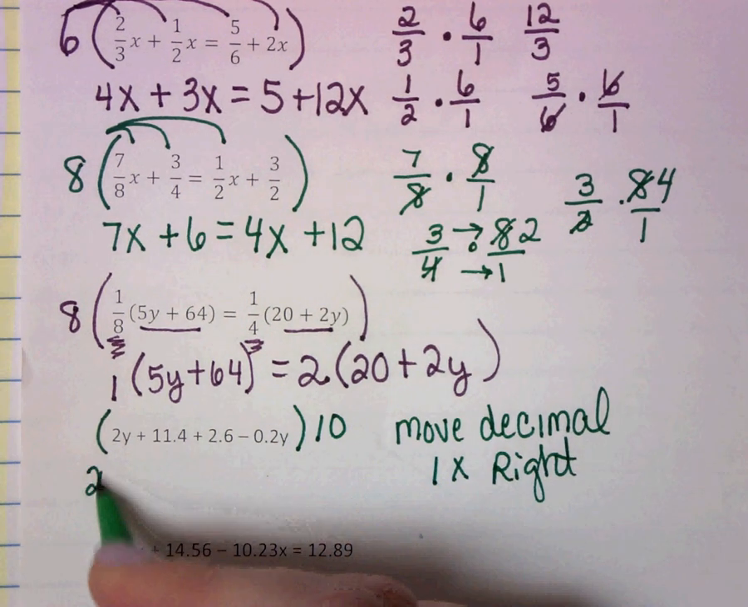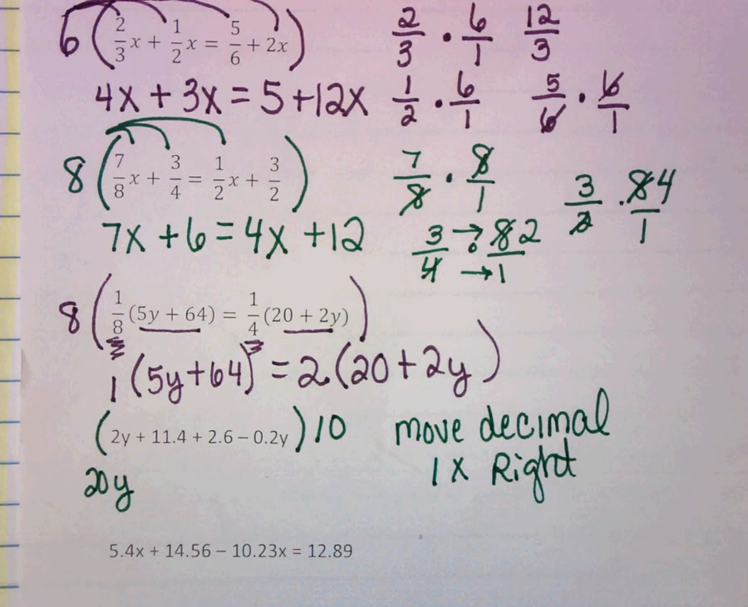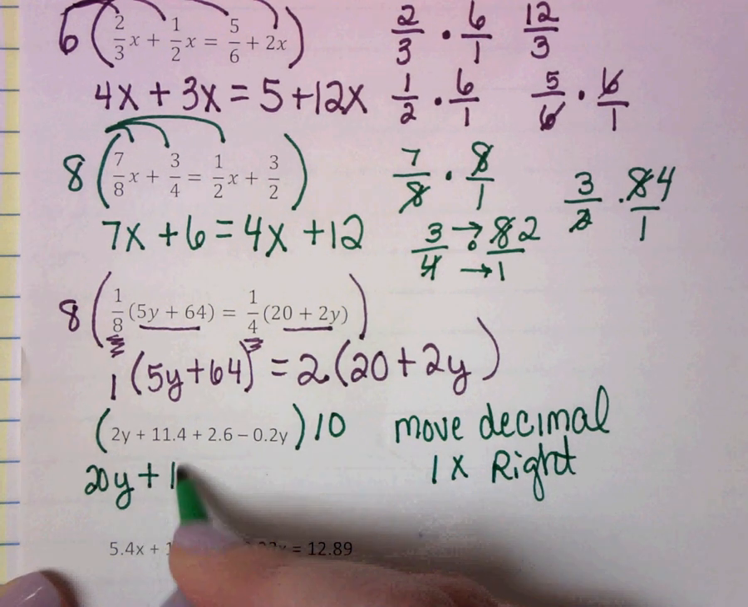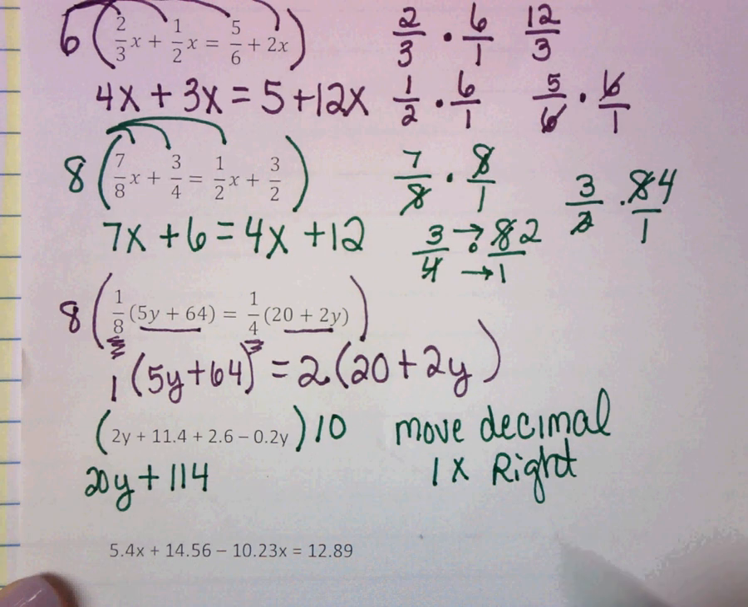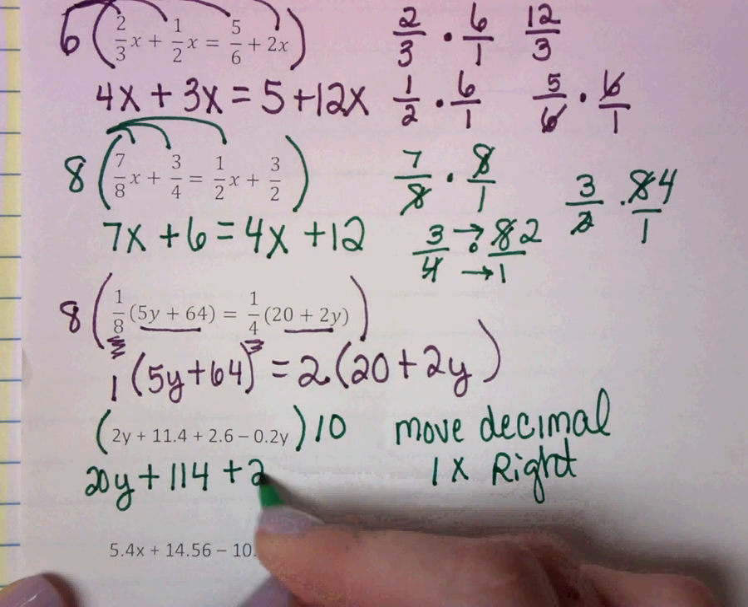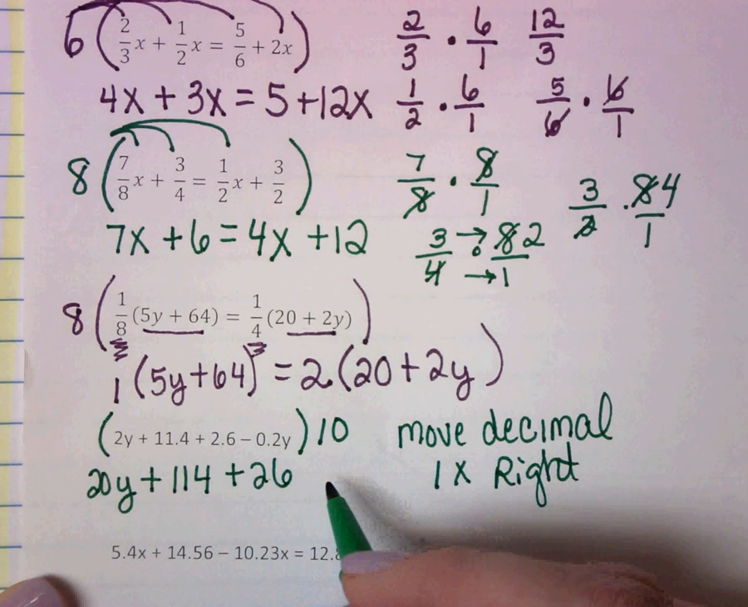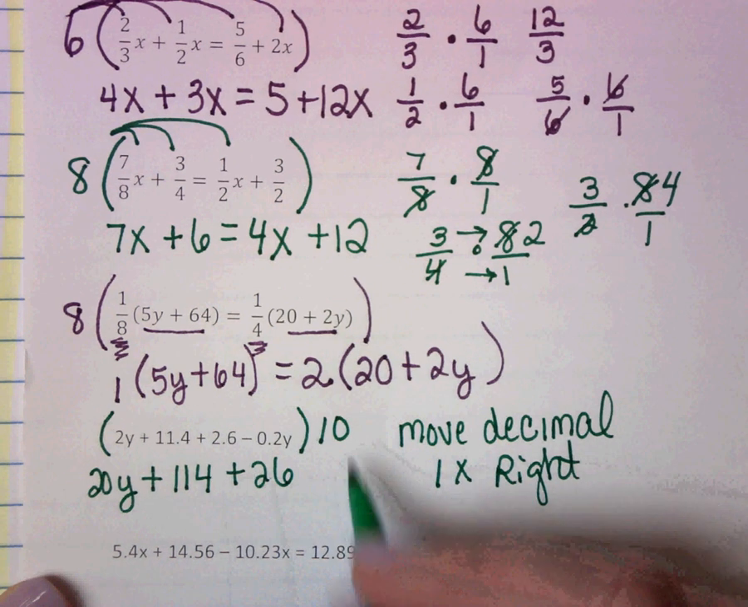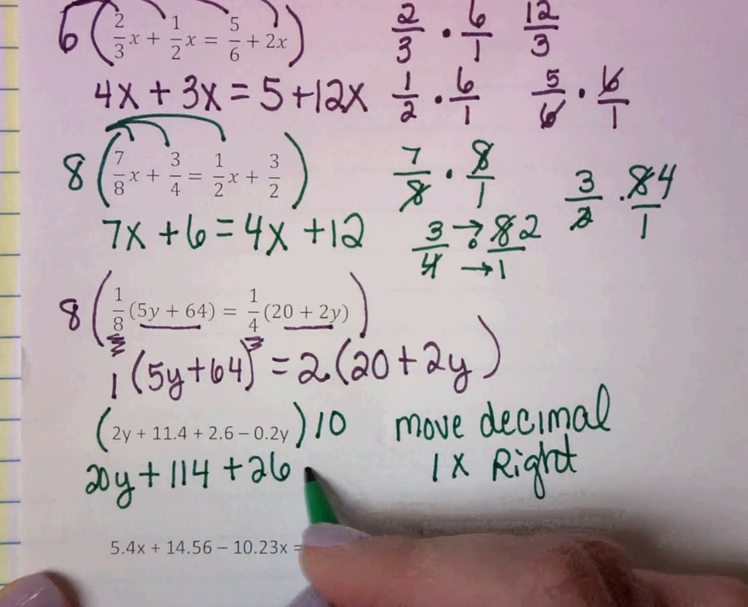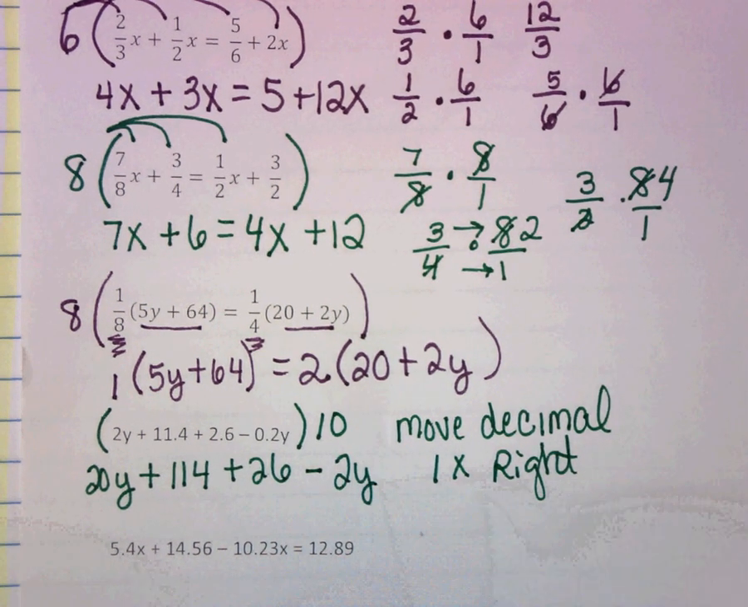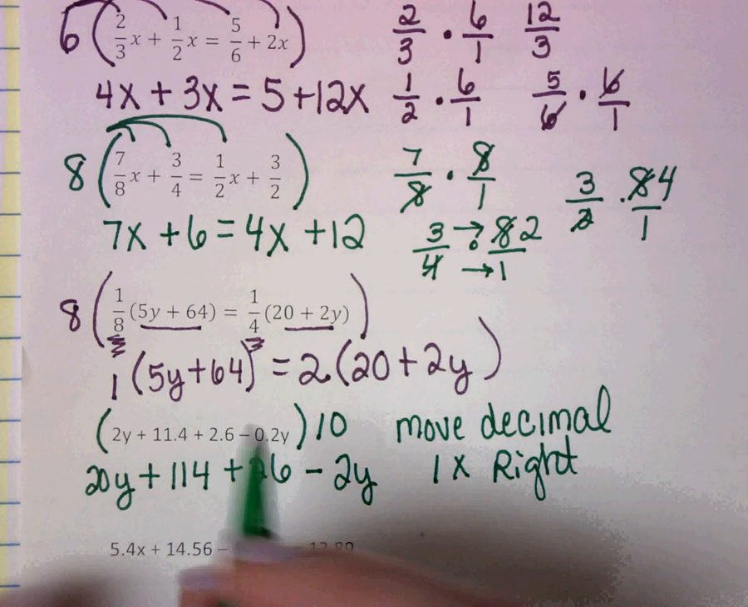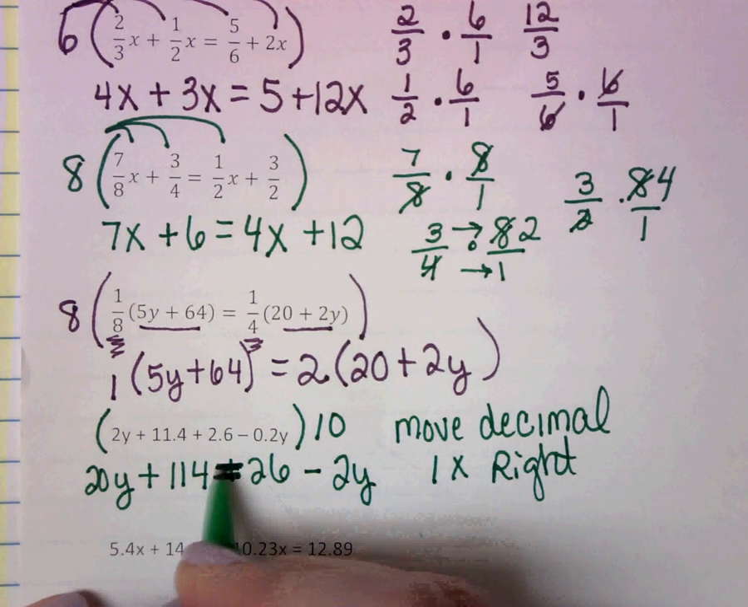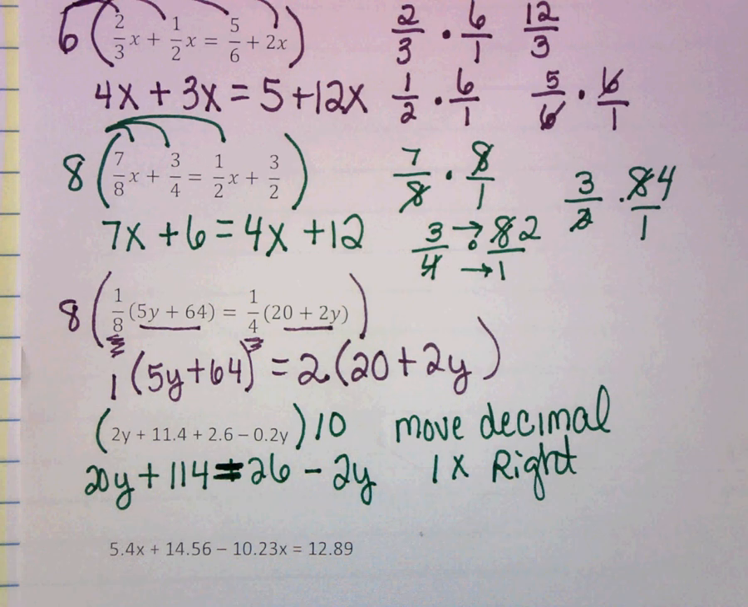So that gives me 20y plus 114 plus 26. Whoops, I forgot, there's no equal sign. That's okay. Minus 2y. No big deal that there's no equal sign. I think that probably meant to be an equal sign. But that's okay because we're not practicing solving. We're just practicing clearing out the fractions.